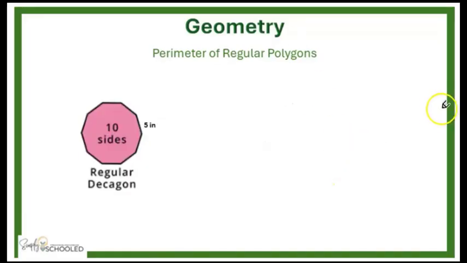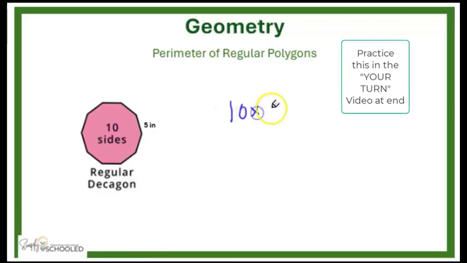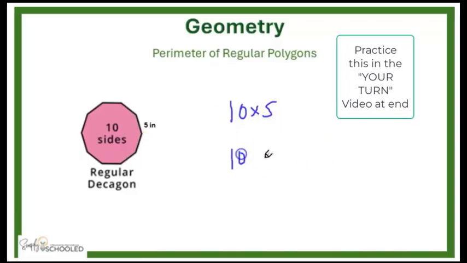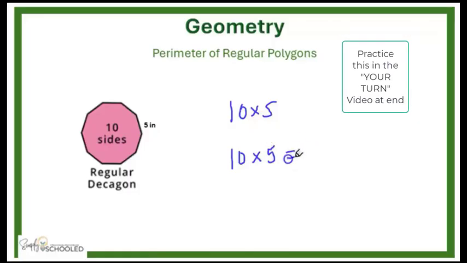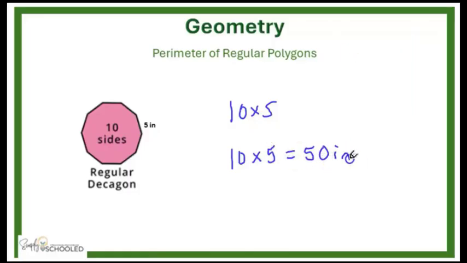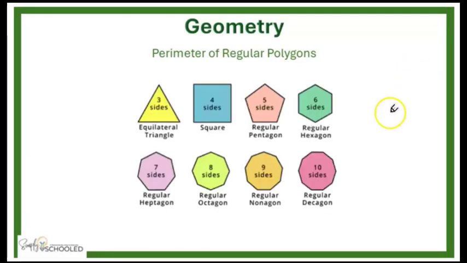Okay, let's try another one. This is a decagon. You can stop the video and see if you can figure it out yourself. Okay, so a decagon has 10 sides, so it's going to be 10 times the side. Each side is 5 inches. So 10 times 5 equals 50 inches. So try this and remember this for all your regular polygons. You just multiply the length of the side times how many sides you have.